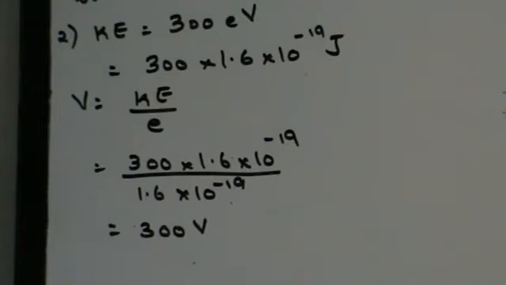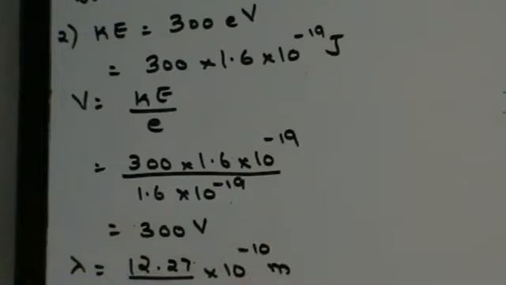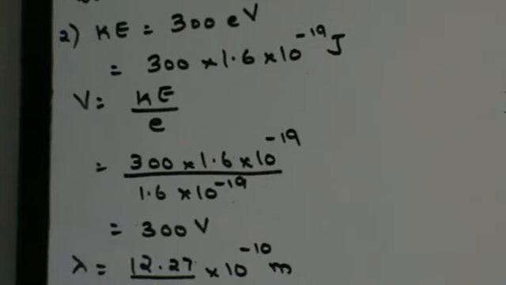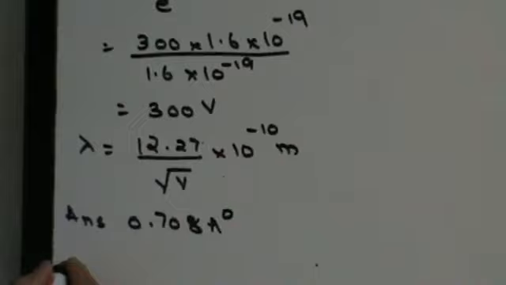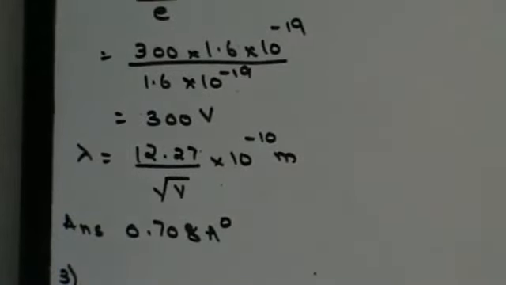Once you have the value of potential difference, then you can find out de Broglie's wavelength, 12.27 upon root of V into 10 raised to minus 10 meters. V you already have found out, so you should be able to get the answer. The answer for the sum should be 0.708 Armstrong unit. Next, take on next one please.